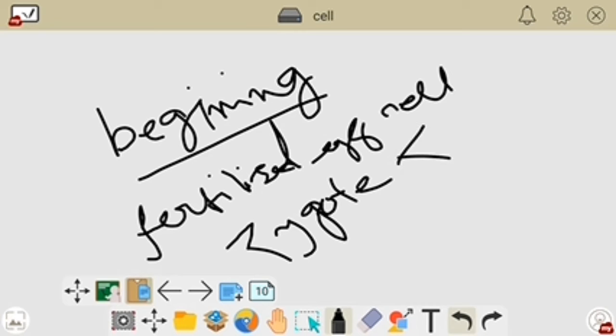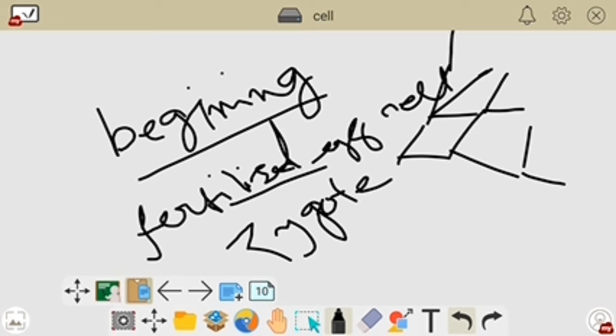The zygote divides or multiplies, due to which a large number of cells are produced. At the beginning there is only one cell, the fertilized egg cell or zygote, then it divides into many cells. In this way it multiplies into a large number. Now you will understand how a number of cells are produced from only one cell.